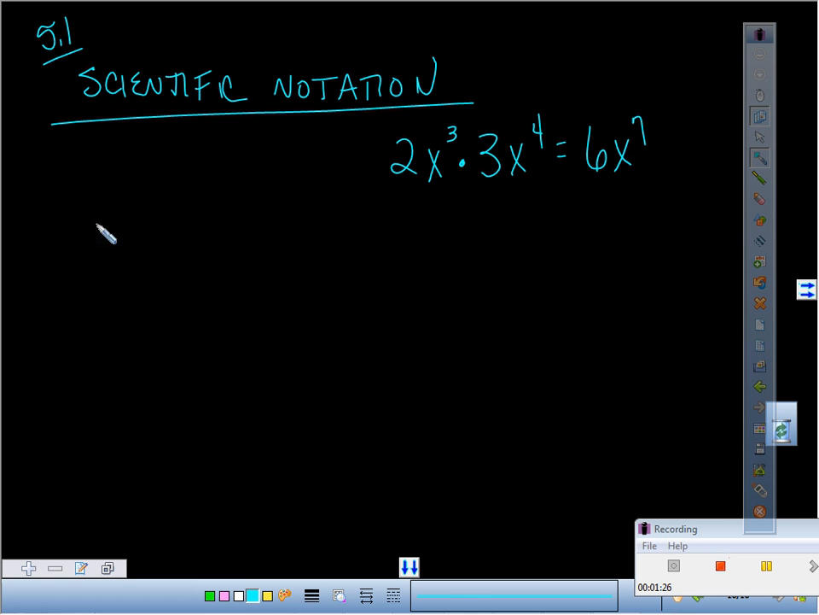So let me show you how that applies to scientific notation. What if I had 3.4 times 10 to the fifth times 9.1 times 10 to the negative second? First question. Which one of these is a larger number, the left one or the right one? Very good. You're going to use the same skills that you used up here, guys.